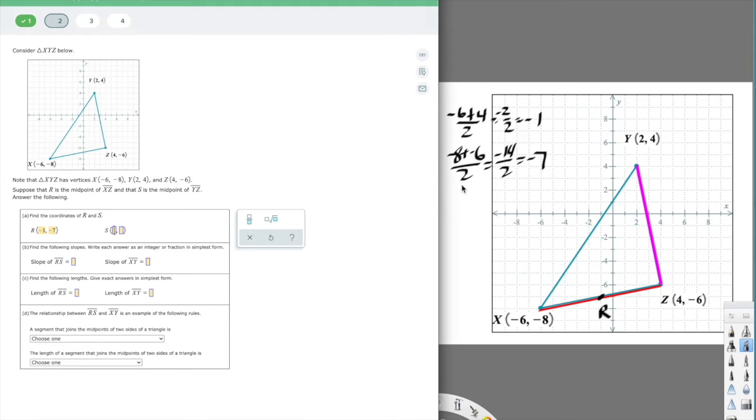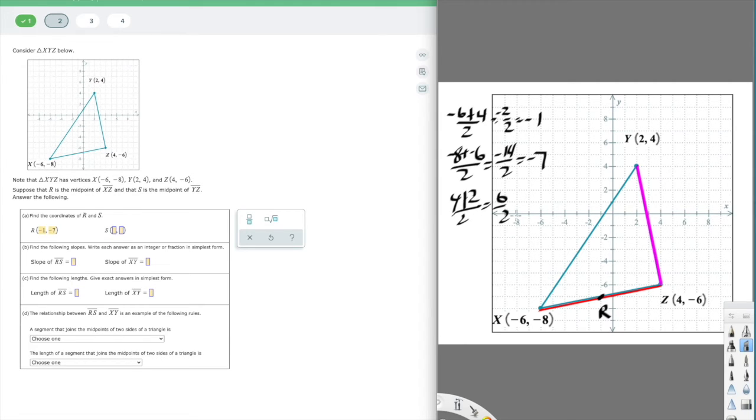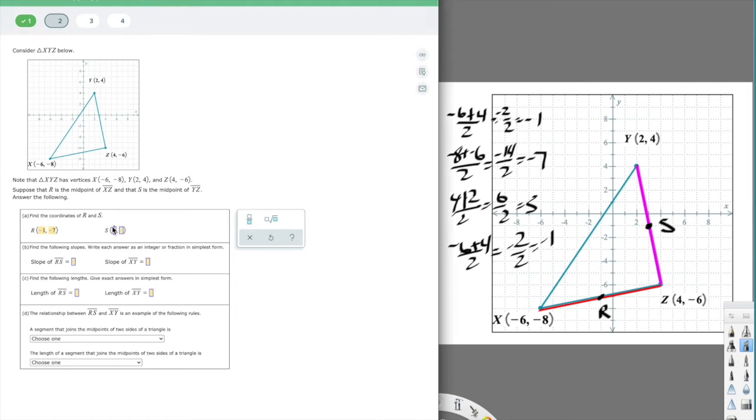So for S, we're going in this direction, so we have 4 and 2, so we have 4 plus 2 divided by 2, so we get 6 divided by 2, which is 3, and then we have negative 6 and 4, so negative 6 plus 4 over 2 equals negative 2 over 2, so negative 1. So I'm going to go 3, and then negative 1, sorry, not positive 1, right there, boom, and there's our coordinate for S. So we have 3 and negative 1.